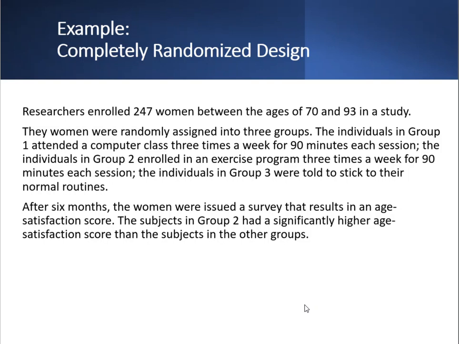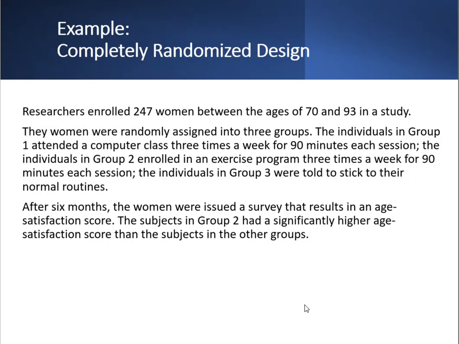So here I have an example where 247 women between the ages of 70 and 93 participated in the study. These women, 247 of them, were randomly assigned into 3 different groups. Group 1 was a computer class, Group 2 was an exercise program, and Group 3 was they just had to stick to their normal routine.